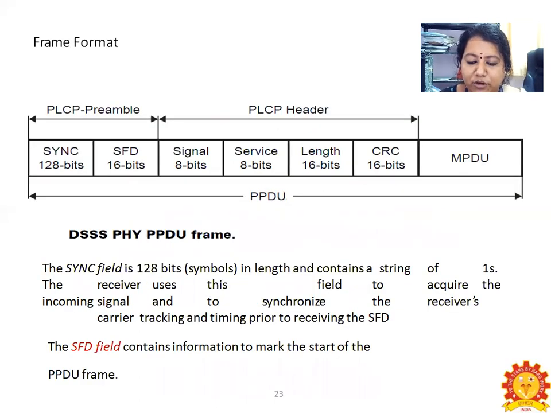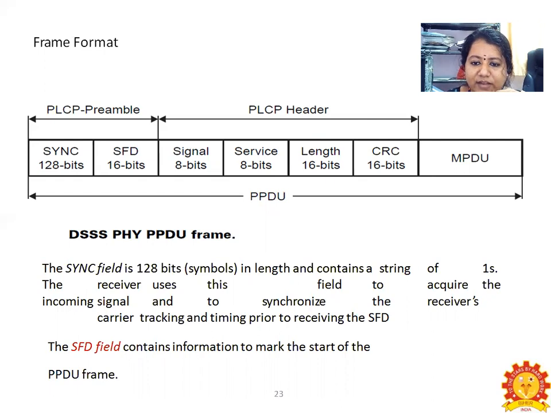The same format applies for DSSS, which will contain a PLCP preamble and PLCP header. At last, in FHSS, we'll be having whitening data. Here we'll be having an MPDU. The synchronization field contains 128 bits, the SFD field, which is the start of the PPDU frame, then the signal bits, which contain the header signal, service, length, and CRC. At last is the MPDU.